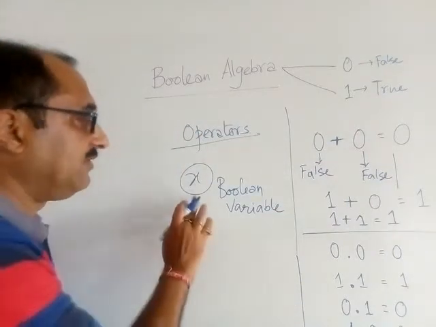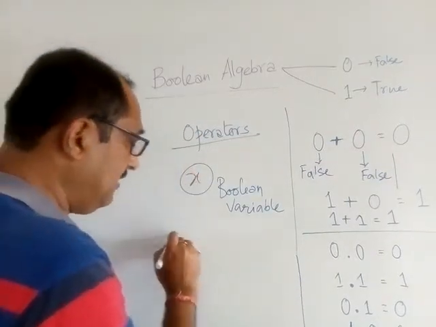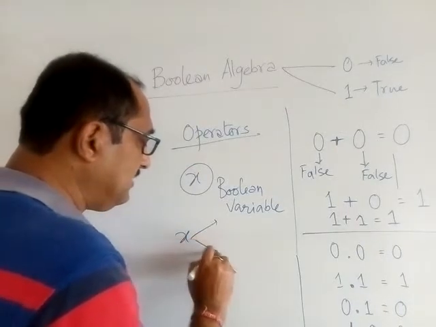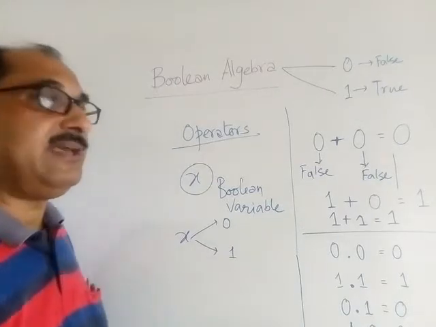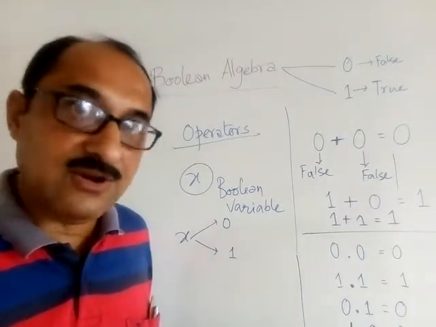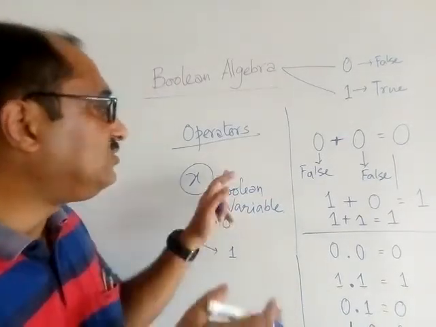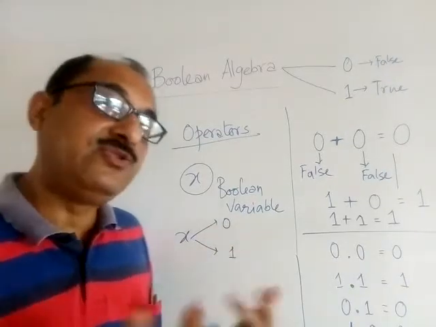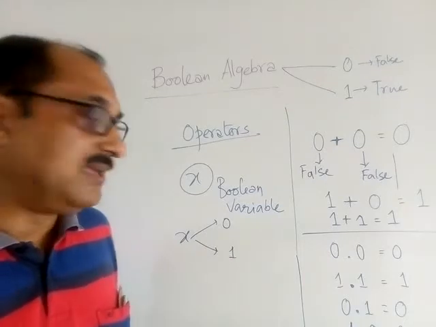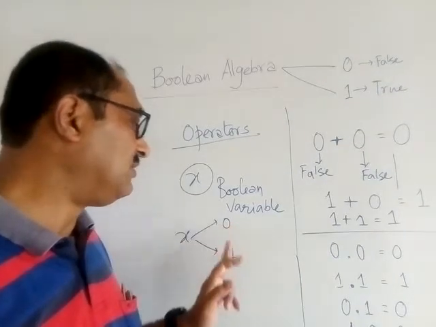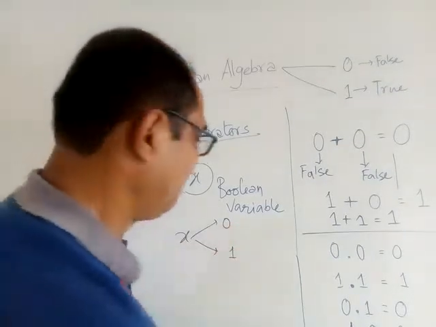So what will happen, first of all, if it is a Boolean variable, it can possibly have only two values, 0 and 1. Either x will be equal to 0 or x will be equal to 1, because in this numeric system we have only two values. So there is no third possibility for x to have. Either it will store a value 1 or it will store a value 0.